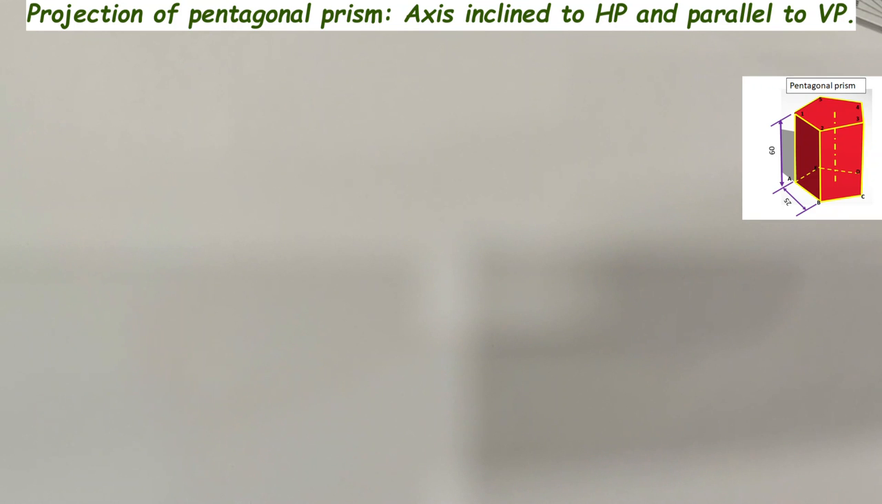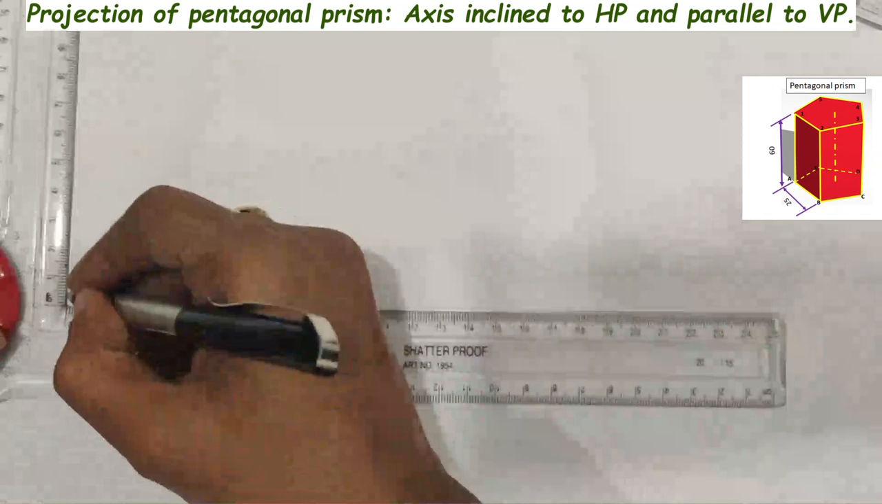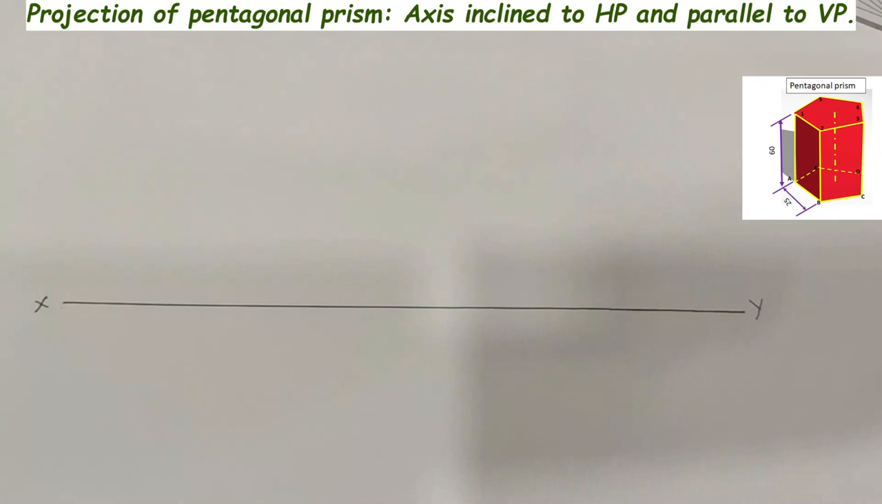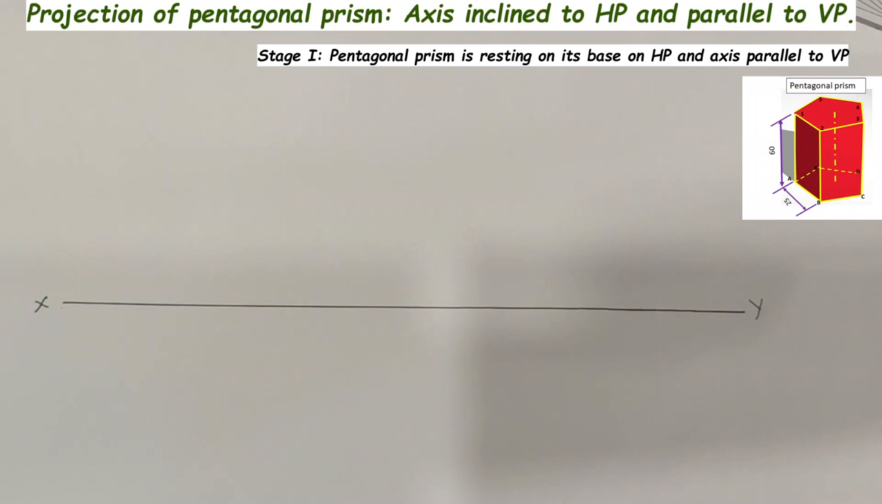So as a first step, draw the XY line. After drawing the XY line, then draw the true shape of the pentagonal prism's base. The true shape of the pentagonal prism's base is visible in the top view because the pentagonal prism is resting on its base on HP, so in the top view you will get the true shape of the pentagonal prism as a regular pentagon. So draw the top view of the pentagonal prism's base, that is a regular pentagon. While drawing the pentagonal prism's base, keep one side of the pentagon perpendicular to the XY line.